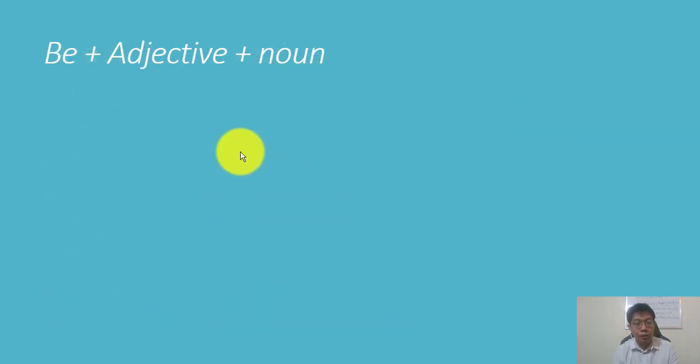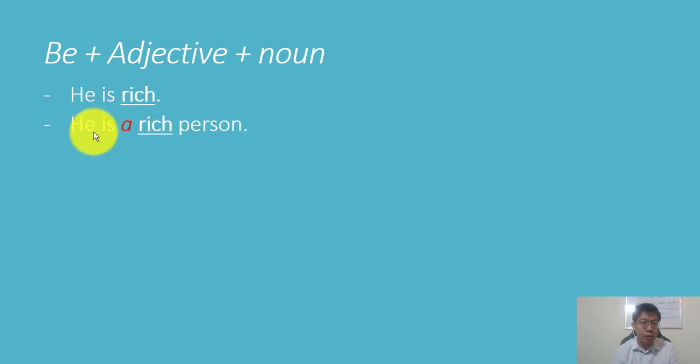In this case we also talk about be plus adjective plus noun. For example, he is rich. Normally when we use an adjective, it is preceded by the verb to be: am, is or are. We can also say he is a rich person. So we use an article in front of the adjective because there is a noun behind the adjective, and we use the article only when the noun is singular and countable, which is called a countable noun.